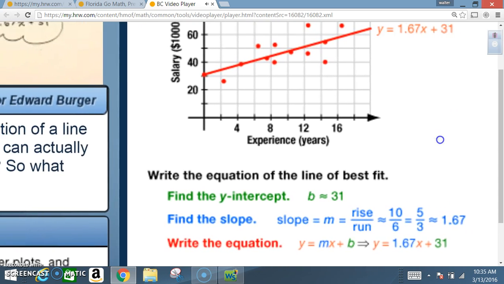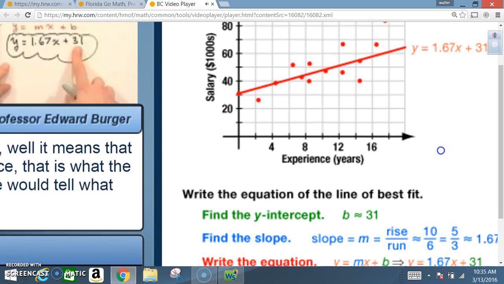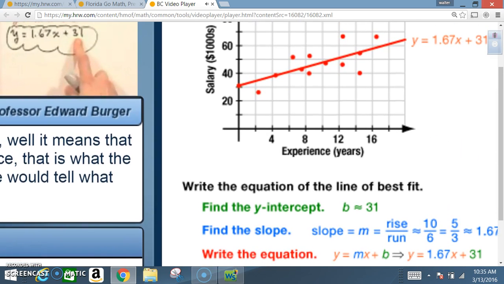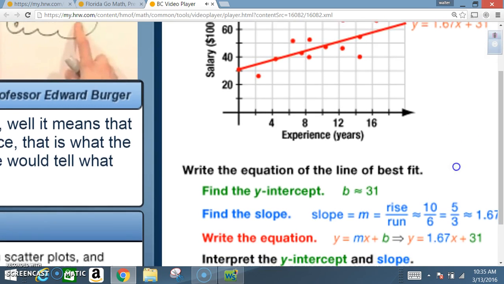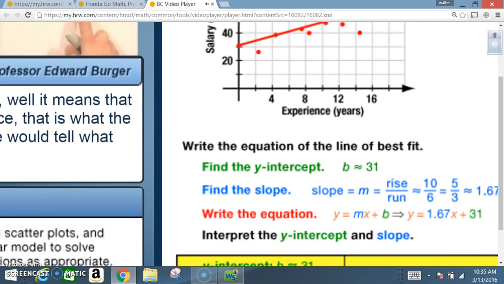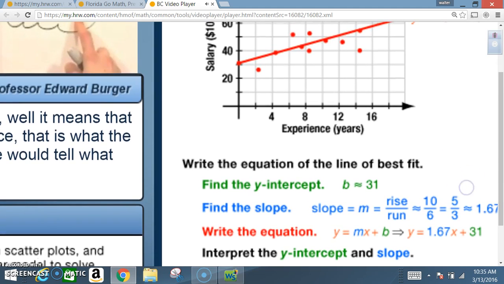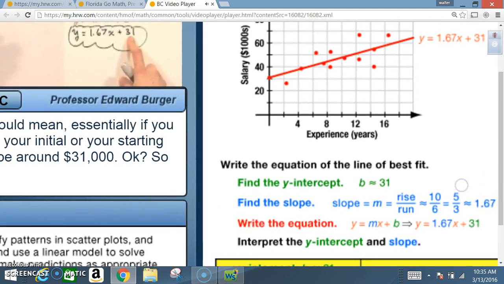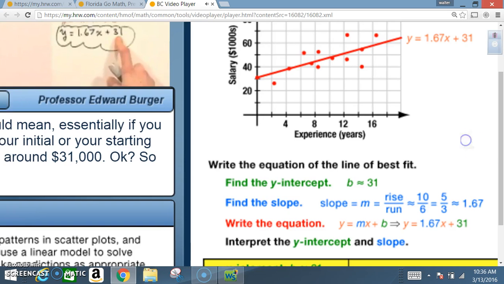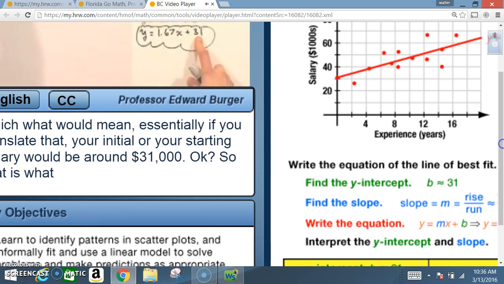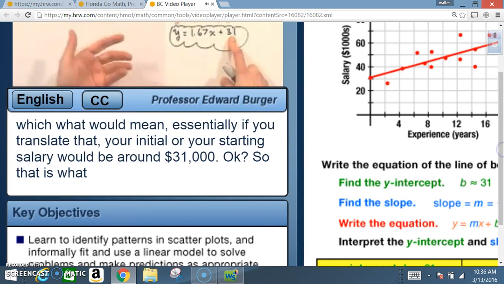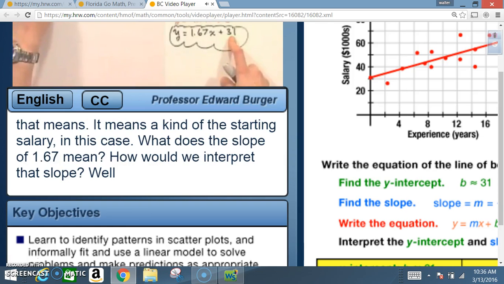And now we can actually interpret it a little bit, right? So what does the y-intercept of 31 mean? Well, it means that if you have no experience, that is what the line would tell us the salary is, which would mean, essentially, that your starting salary would be around $31,000. Okay, so that's what that means. It means starting salary in this case.